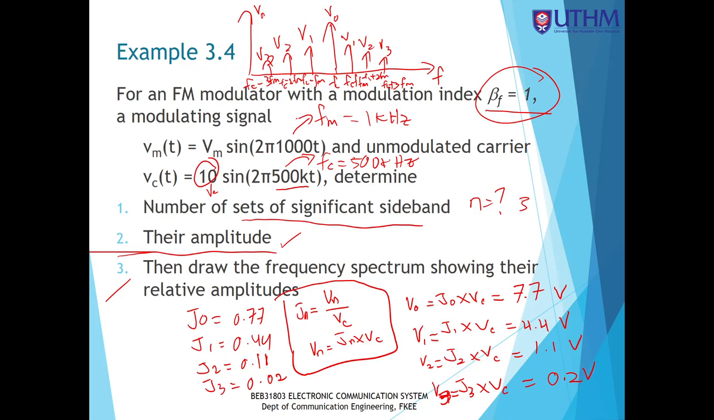Okay, but I follow the question. The question asks for relative amplitude, so let's draw according to J. Okay, according to relative amplitudes, and you see that the question already gives us the value of frequency and the value of the amplitudes, or the value of J. So I need to draw correctly. I cannot simply put the variable. In the exam you should not draw according to the variable only. You should put the value. Okay, so let me draw again.